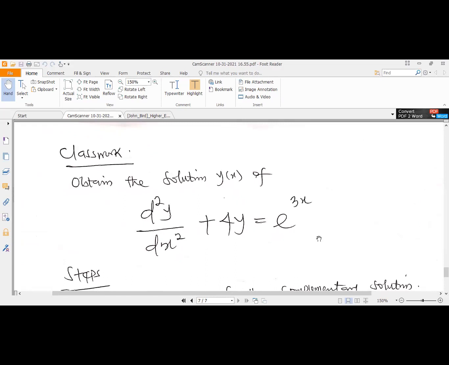If you look at this problem, without wasting our time, we can see that the non-homogeneous part f of x is exponential 3x. Which means that we can solve it. I believe we can solve it. Hello, class? Yes, sir. I said I believe we can solve this, because you are all through with your TMAs.